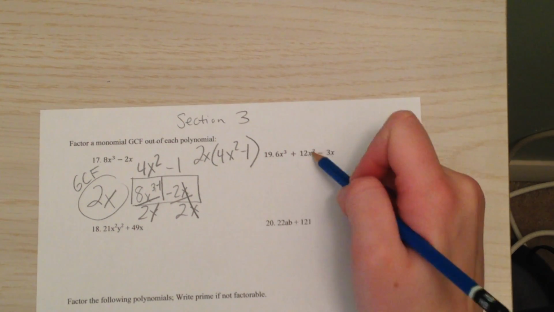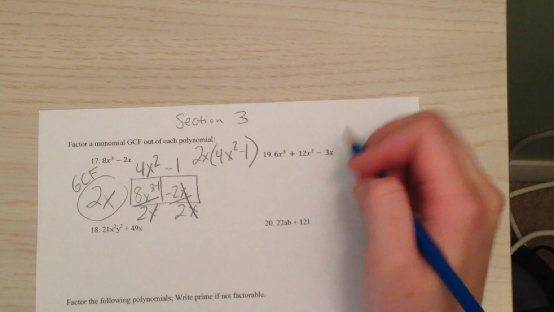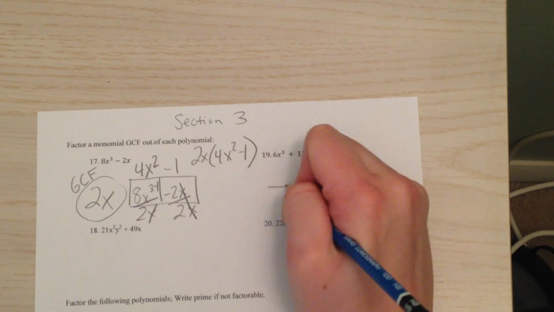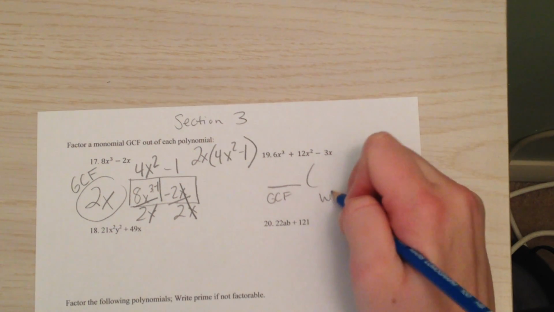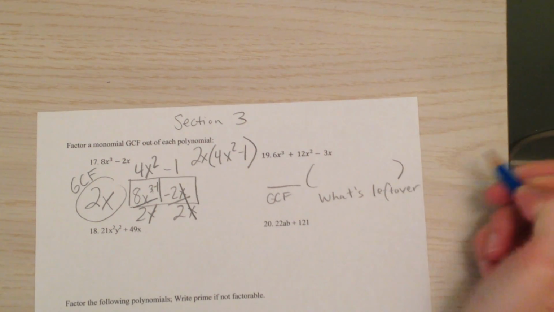Let's try this one. It's 1, 2, 3 terms, so it's a trinomial. So if I want to use the box, I need to use a 1 by 3 box. But we don't have to use the box. We can also just do it by hand. We know the GCF goes outside, and then we've got the parentheses with what's left over after we divide. So if we don't want to use the box, this is the way we need to go.